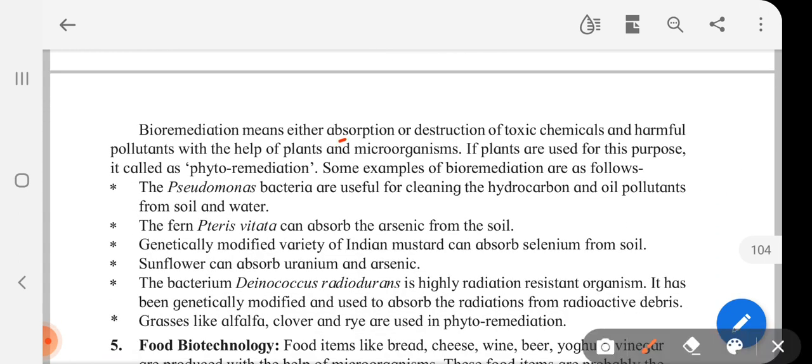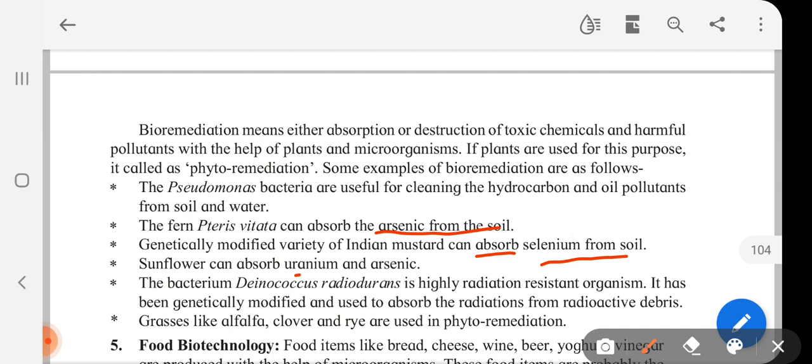Bioremediation means either absorption or destruction of toxic chemicals and harmful pollutants with the help of plants and microorganisms. If plants are used for this purpose, it is called phytoremediation. Some examples of bioremediation are as follows. The Pseudomonas bacteria are useful for cleaning hydrocarbon and oil pollutants from soil and water. The Pteris vittata can absorb arsenic from the soil. A genetically modified variety of Indian mustard can absorb selenium from soil.